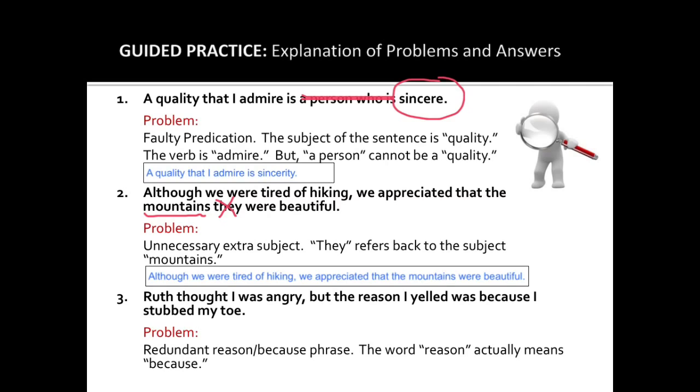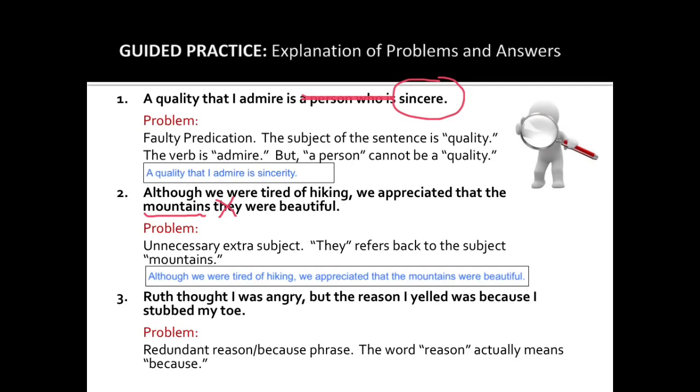Finally, sentence 3 includes a redundant reason is because phrase. Remember, the word reason actually means because, which makes using both in this sentence redundant and illogical. We can revise this sentence simply by eliminating the redundant phrasing.